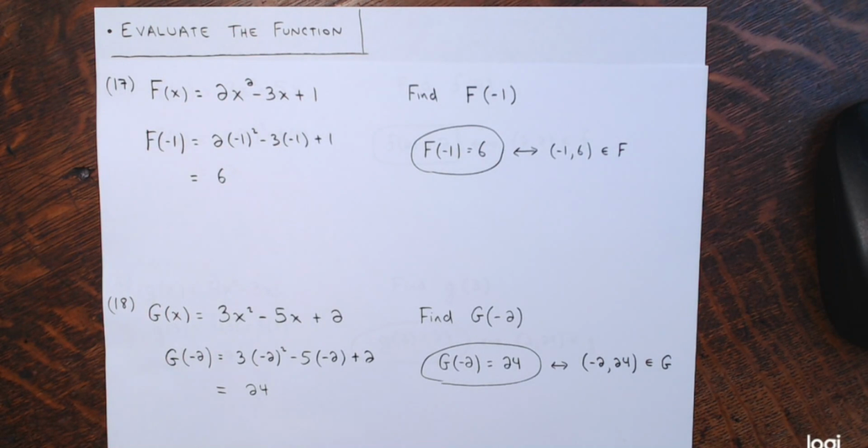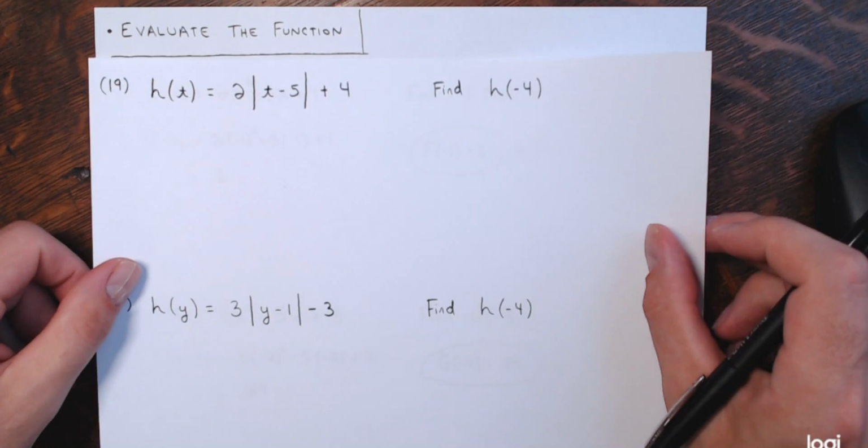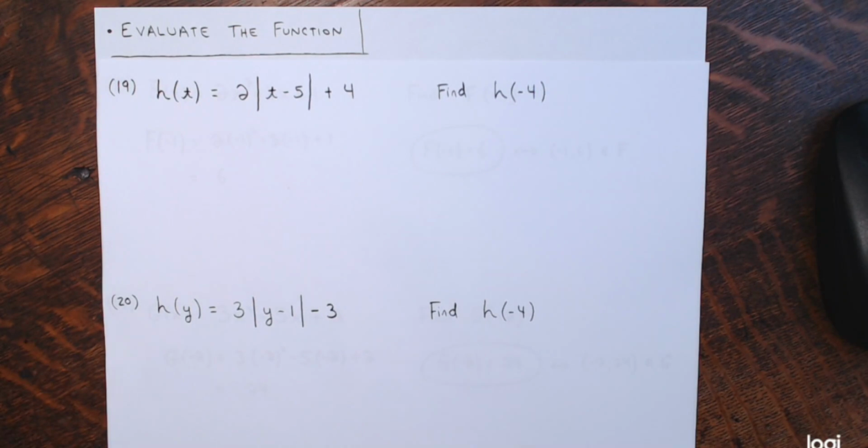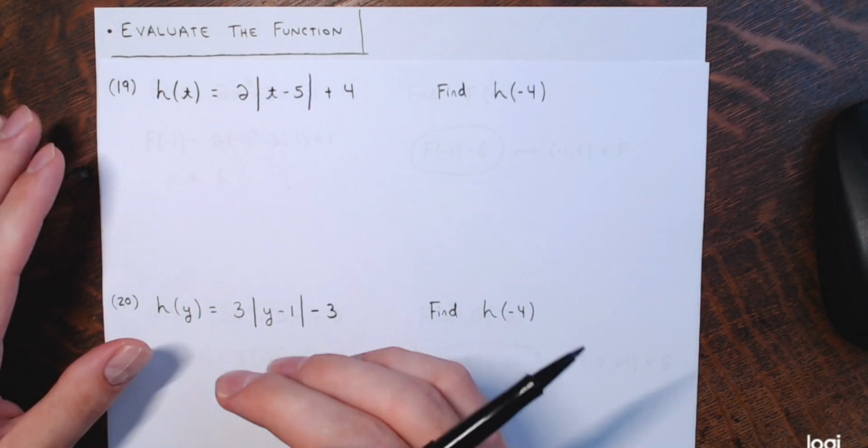All right, so now we get into a little different one. So far, in every single example, 1 through 18, the input variable was called x. But that is not always the case. The input variable could be any letter we want, or even a picture of something. A variable is some sort of pictorial representation of a number. So here's a little different one.